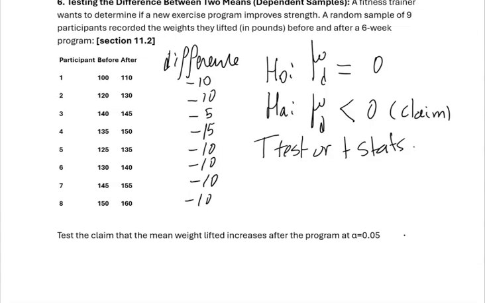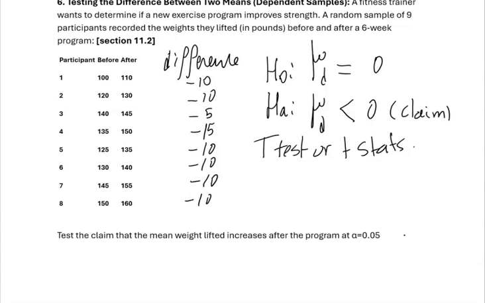So now in this exercise, we're testing the difference between two means, dependent samples. How do you guys know if the samples are dependent? If you see a table with 3 columns or 3 rows with names in the first row or the first column, and then before and after, you know these are dependent samples, and you have to test it in a different way.